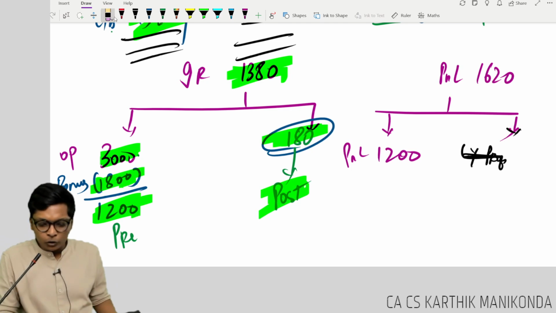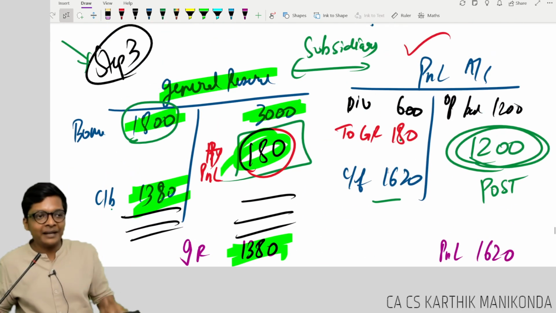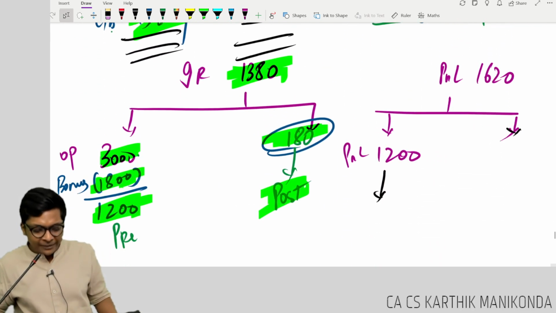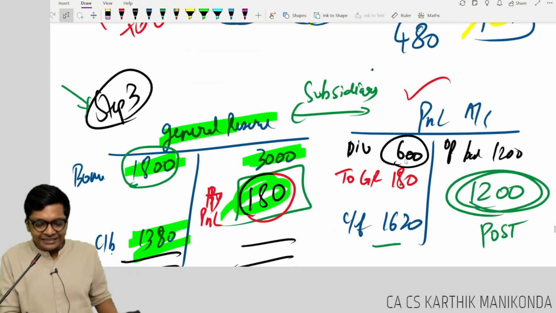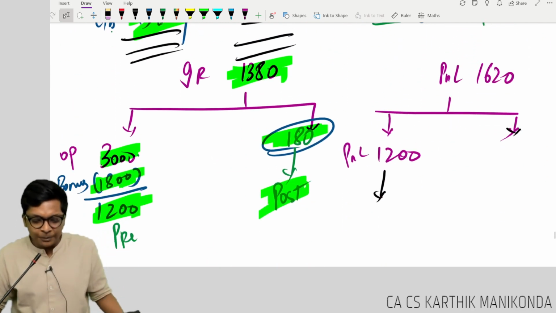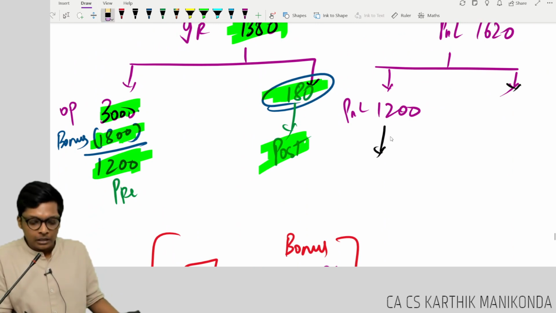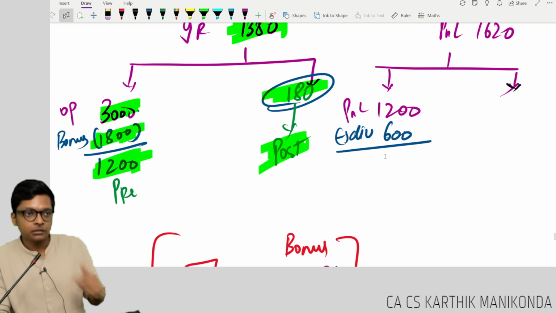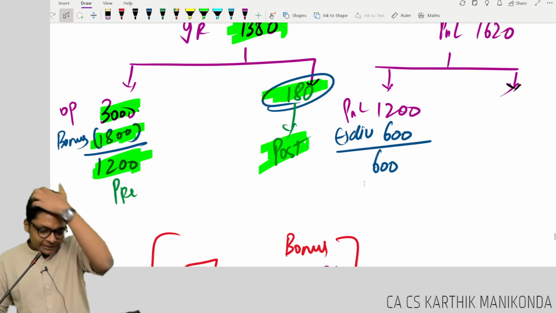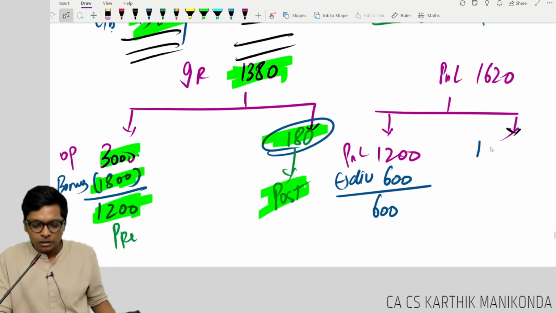Go to P&L. If I go to P&L, opening balance will remain as it is. There is no adjustment in opening balance, correct? Dividend is post or pre-acquisition now? Dividend declared. Which one? This 600 is pre-acquisition. So since it's pre, I have to reduce over here, correct? I will reduce here. Minus dividend, how much? 600. So my balance pre is 600. Then the balance of the current year is 1000. No, 1620 minus 600.